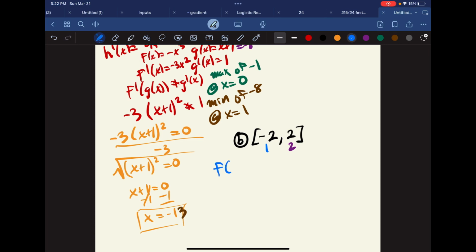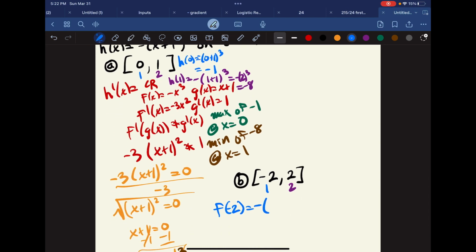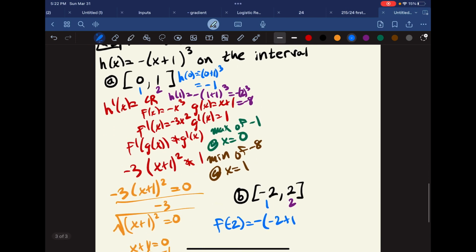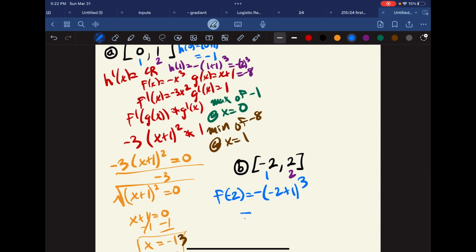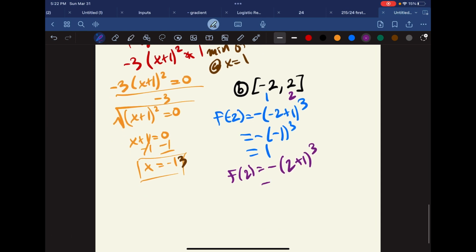So we just plug in h of negative 2, and that's just going to be equal to negative (negative 2 plus 1) cubed, which is negative (negative 1) cubed, which is just 1. Then we plug in regular 2. We get negative (2 plus 1) cubed, and that's going to be negative 3 cubed, which is negative 27, right? Because 3 times 3 times 3 is 27. So we've got 1, we've got negative 27, and then now we also plug in x equals negative 1.